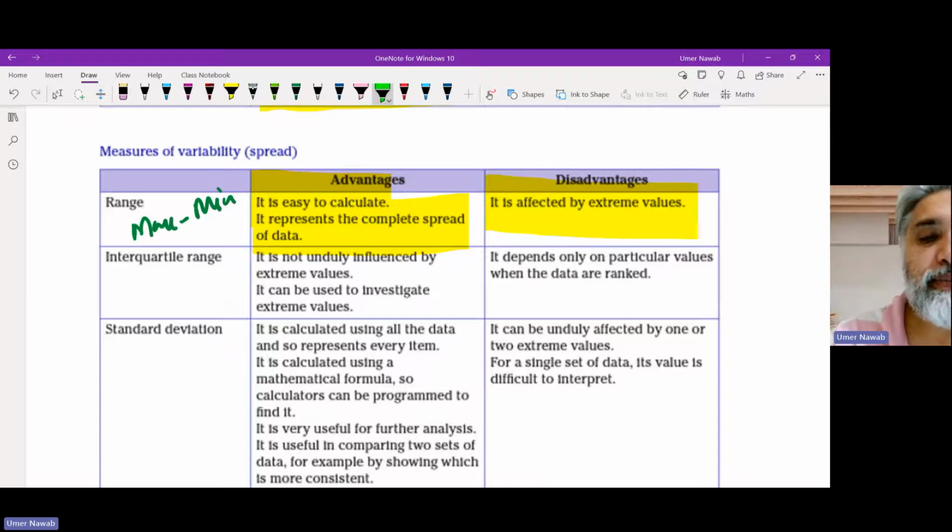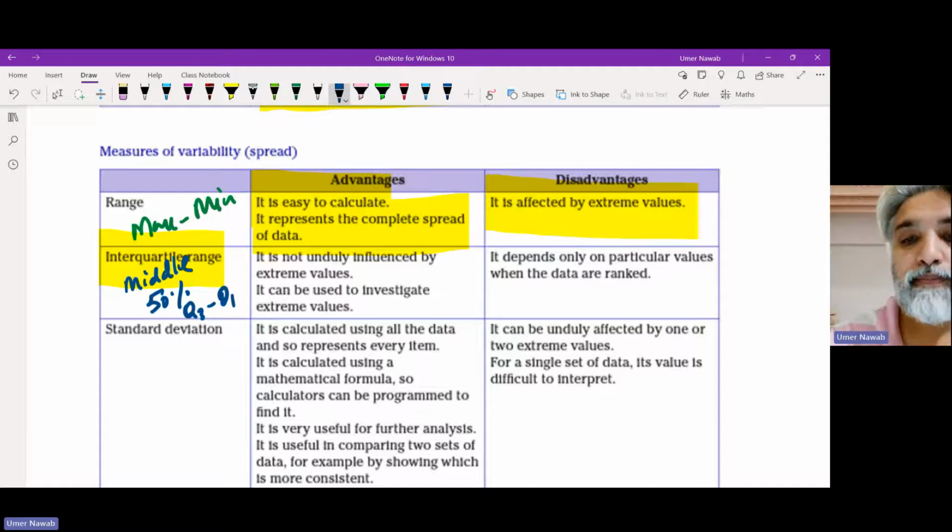Now the next thing is the interquartile range. Interquartile range is basically the range of the middle 50%, that is, upper quartile minus lower quartile. How is it useful? It is not unduly influenced by extreme values. That's the plus point of the interquartile range compared with the range, which was extremely affected by extreme values. The interquartile range is the difference between the 25% and the 75% values, the middle 50% of the data, so it is not affected by the extreme values.